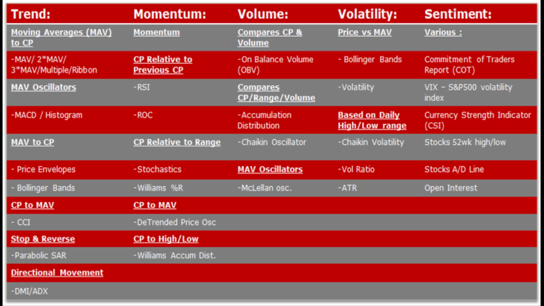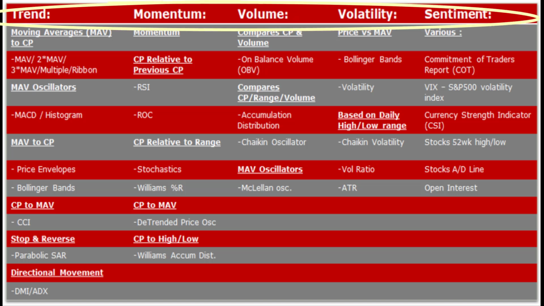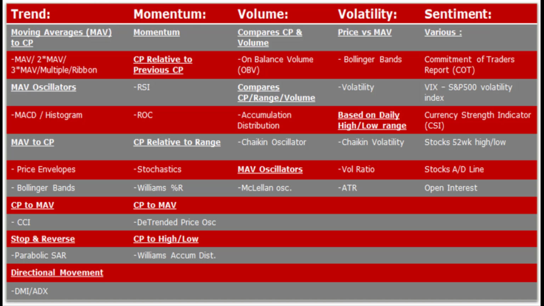Now, on the table, just as a bit of housekeeping, CP means closing price. The table has 5 different columns: trend, momentum, volume, volatility, sentiment. If I was putting together a combo of indicators, I would pick maybe one from the trend, one from momentum, or one from volatility. Look for 2+ indicators. You don't have to put the kitchen sink in there. Pick maybe a sentiment one, a momentum and a trend one. The combination's up to you. Sentiment, volatility, volume, totally up to you.